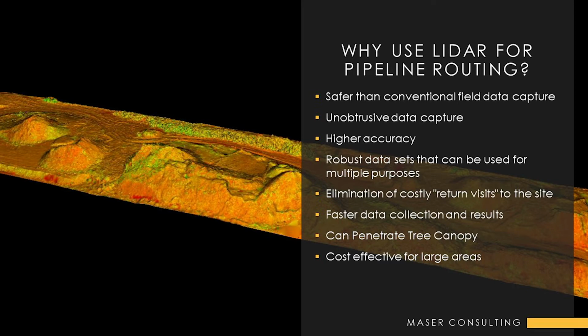The last bullet point there, robust data sets. We can do a lot with this. We can pull out tree heights. We can give you building locations, wire sags. We can extract contours, obviously. We can go back and use these data sets throughout the lifespan of a project and provide different deliverables as needed.